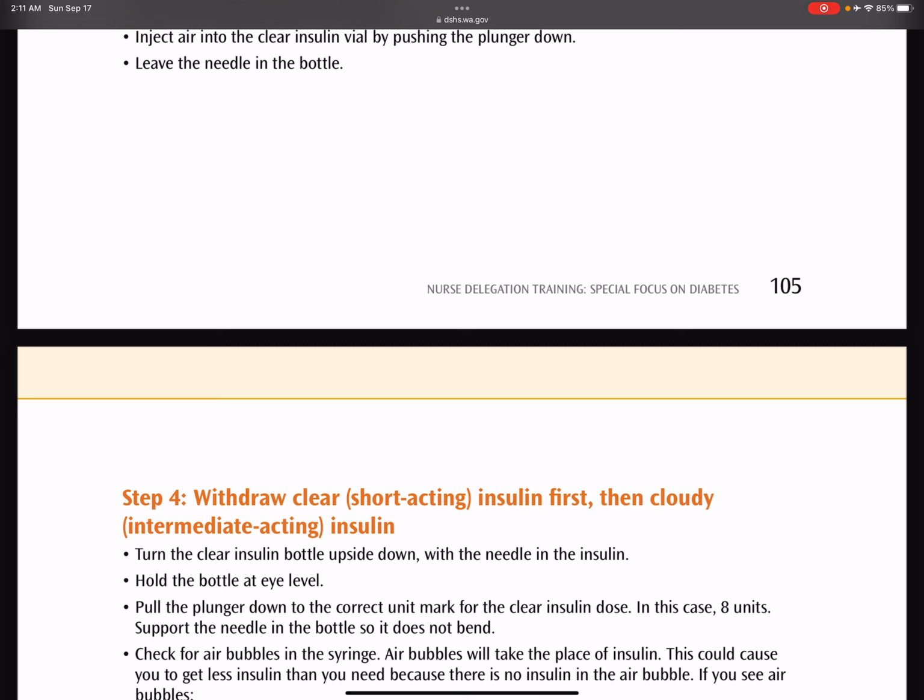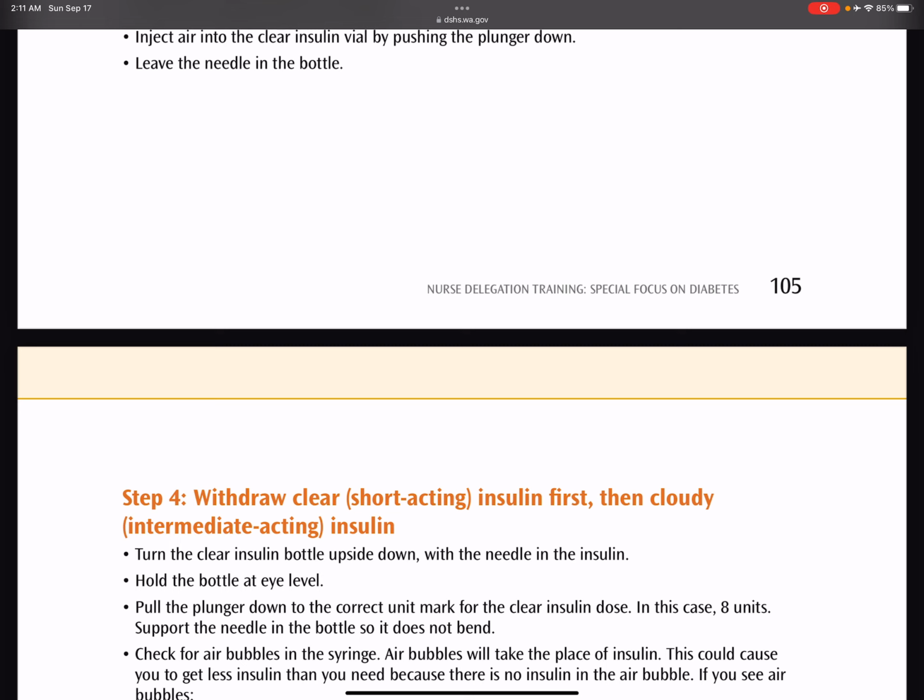Always withdraw clear insulin first before withdrawing cloudy insulin. Now you already put air in both ones, and you already withdrew the clear insulin. Now we're going to withdraw the cloudy one.